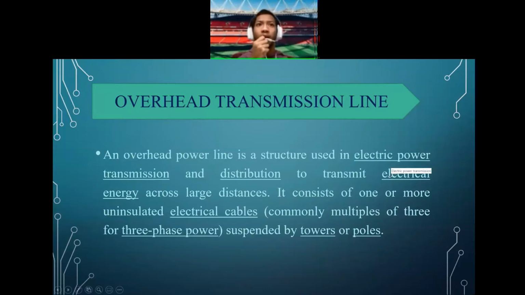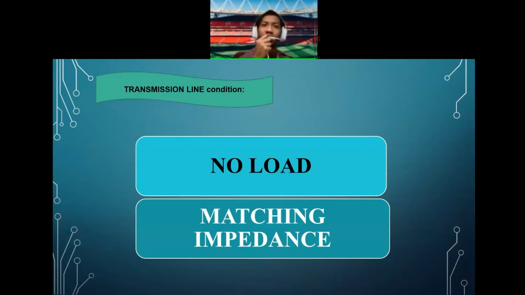An overhead power line is a structure used in electric power transmission and distribution to transmit electrical energy across large distances, and it consists of one or more uninsulated electrical cables, commonly multiples of 3 for 3-phase power, suspended by tower or post. Our transmission line condition is the no load and matching impedance condition.